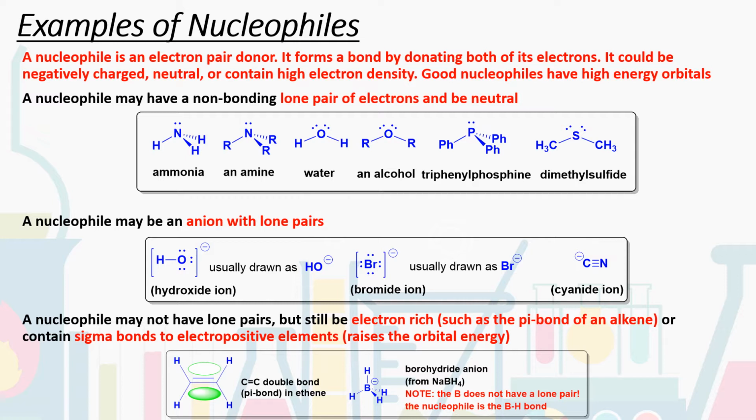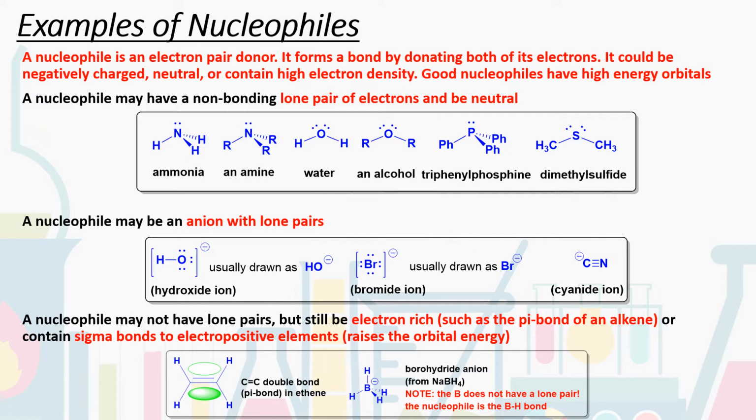But our boron, while it has a negative charge, doesn't actually have a lone pair. We have 8 electrons, but they're all used up in bonding. We have 4 BH bonds, that's 8 valence electrons. We don't have any non-bonding lone pairs. So the key thing here is to never draw an arrow from that negative charge, because the negative charge does not represent a lone pair. The actual nucleophilic bit of that molecule is one of those BH bonds.